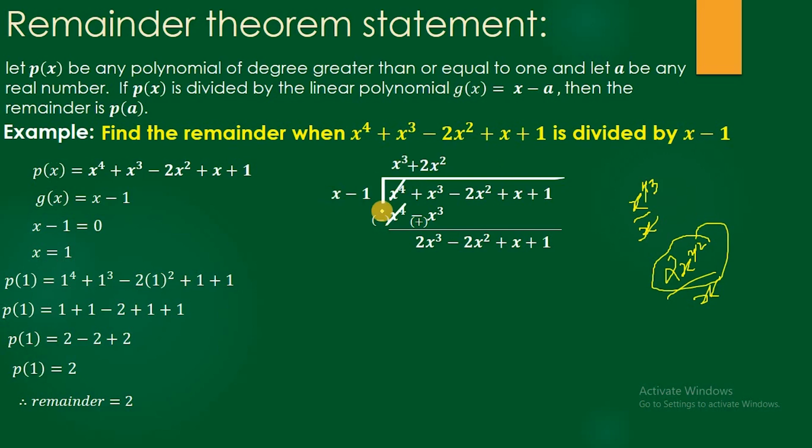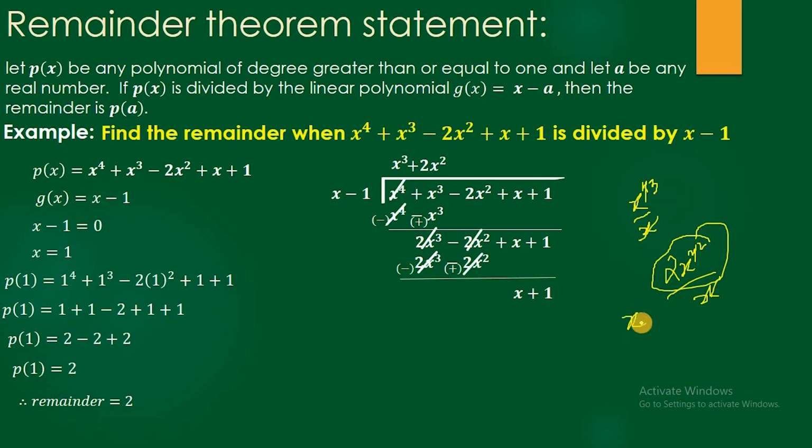So 2x square into x minus 1, you will get 2x cubed minus 2x square. So when you subtract it, both the signs will change. Now this positive becomes negative, this minus becomes positive. So like terms with different signs get cancelled. Again here, like term 2x square with a different sign here, minus and plus. Again these two will get cancelled. So we are left with x plus 1.